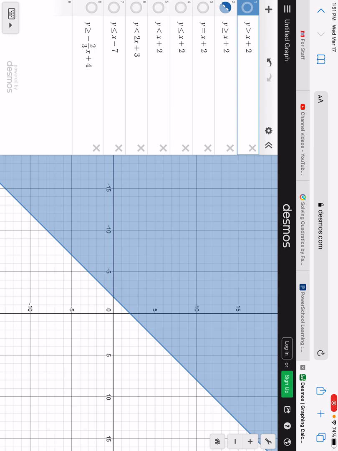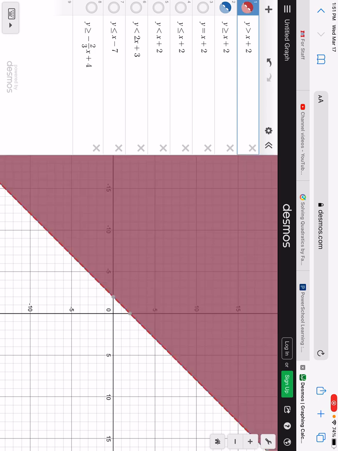Here is y is greater than or equal to x plus 2. So again, the same as that one. You can tell that those two are overlapped and shaded. So anything in that purpley color would be a solution.